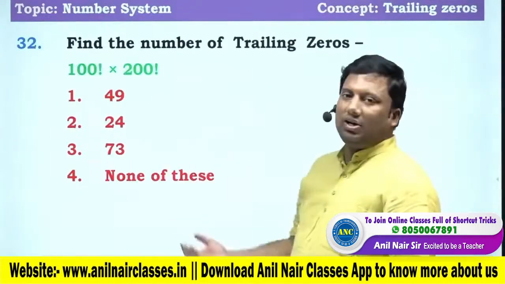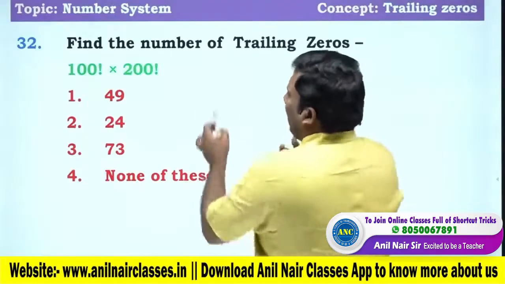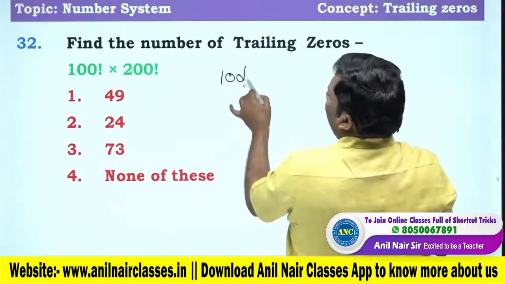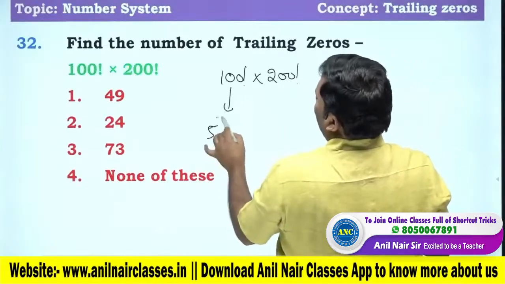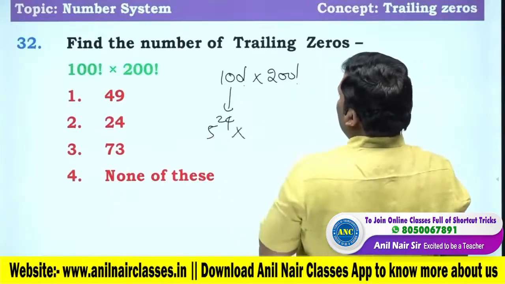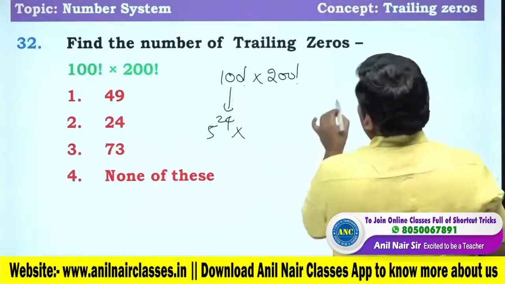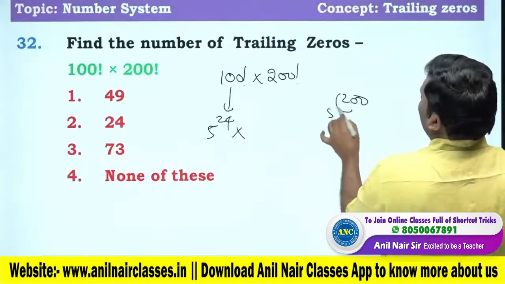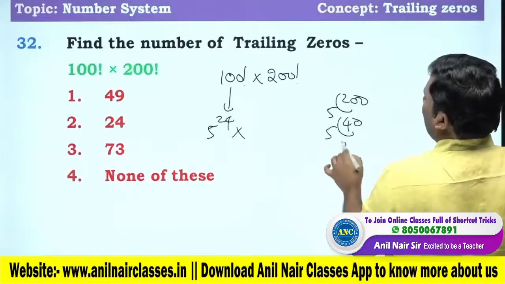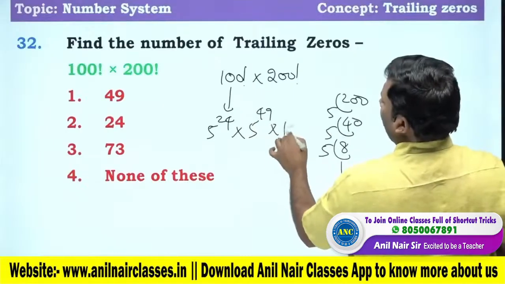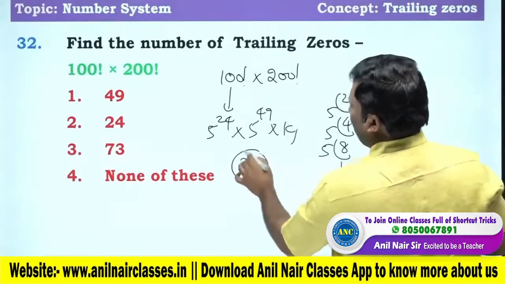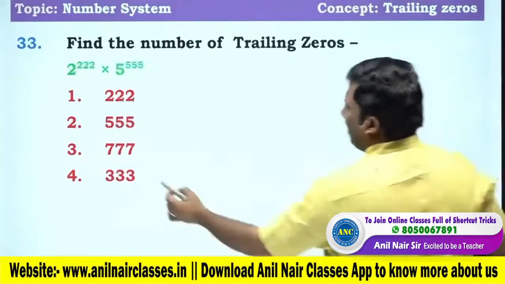100 factorial into 200 factorial. Already we did this question. 100 factorial into 200 factorial. These 5 power 24. It will be these 200. 5 40s are, 5 8s are, 5 1s are. 5 power 49 into K1. Answer is 73. Answer is 73.